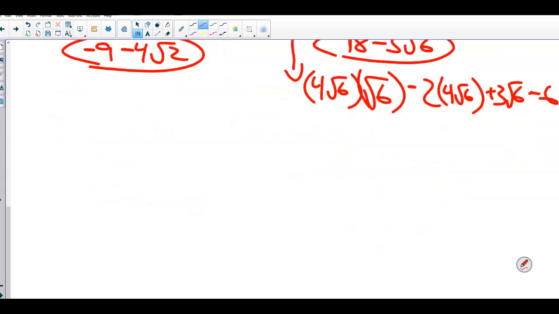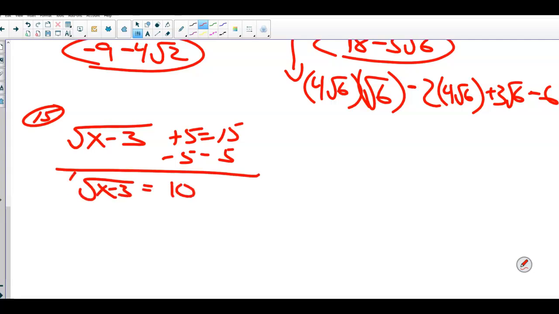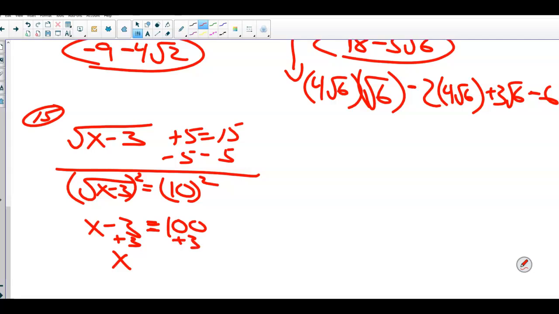And now we go on to solving them. When you solve them, this is 15 here, you've got to get the radical alone. Subtract 5. Now my radical is alone. And we're going to square both sides. When you square a radical, that's what makes it disappear. That equals 100. We add 3 to both sides. And my answer is going to be 103. You can plug that back in to check.